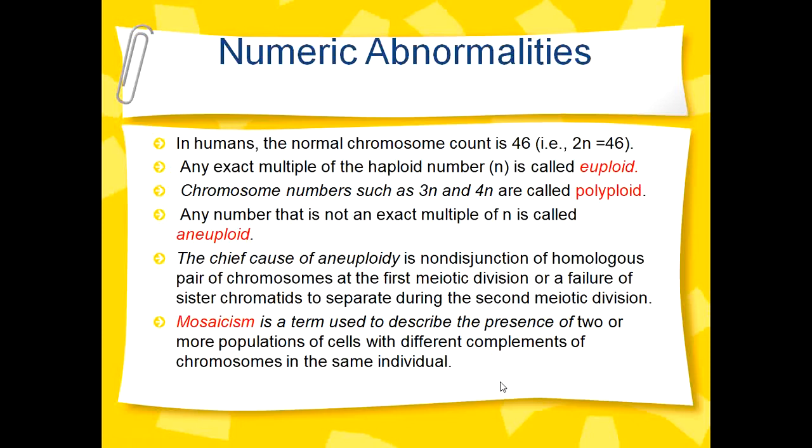Numerical abnormalities. In humans, normal chromosome count is 46. That is 2n equals 46. Exact multiple of haploid is called euploid, while chromosome having number 3n or 4n are called polyploid. Any number that is not an exact multiple of n is called aneuploid. Chief cause of aneuploid is non-disjunction of homologous pair of chromosome, while mosaicism is the term used to describe the presence of two or more populations of cells with different complements of chromosomes.